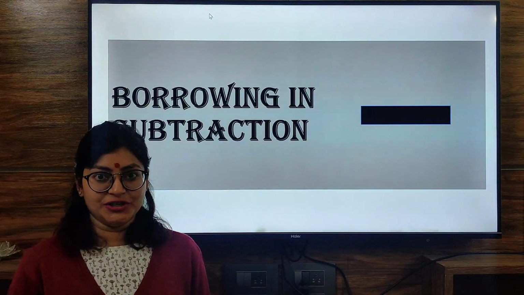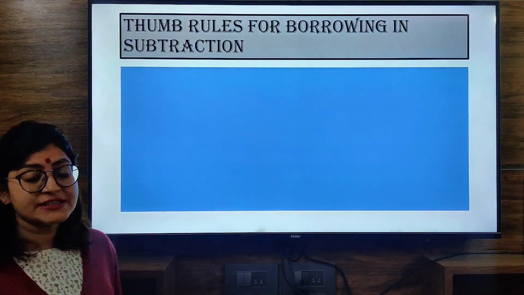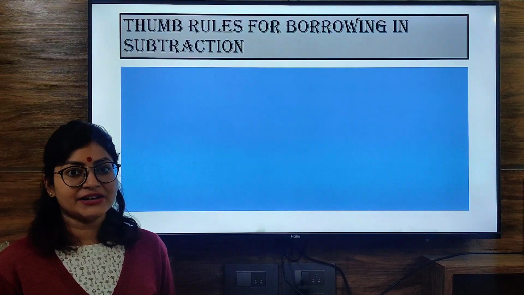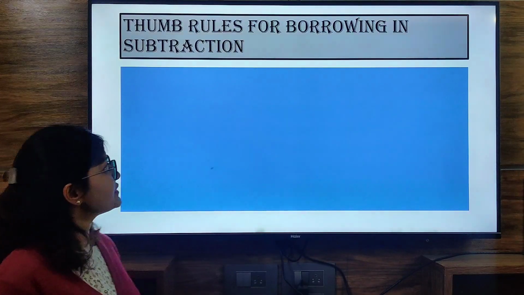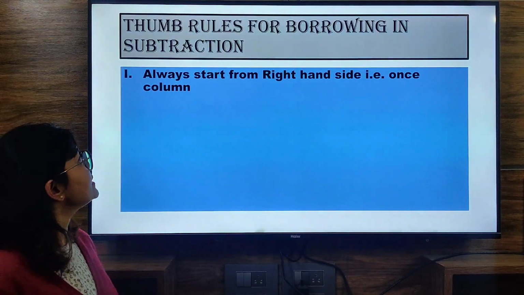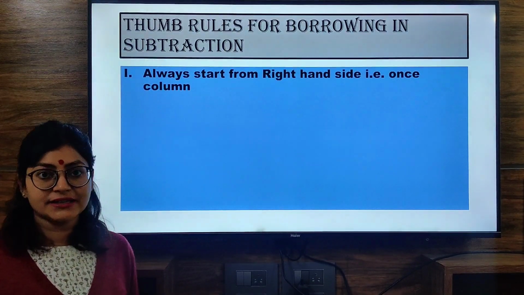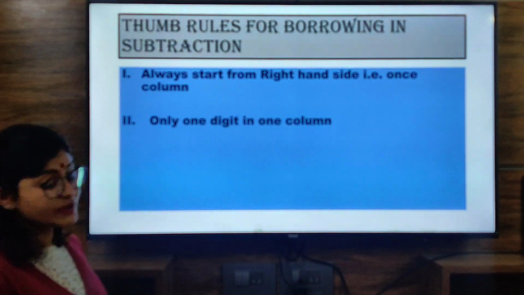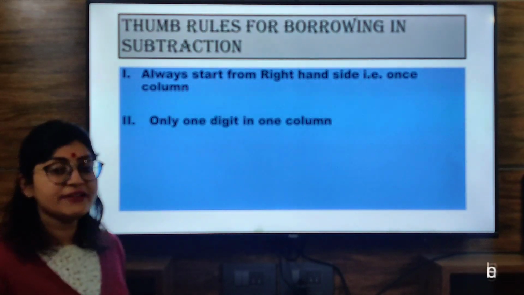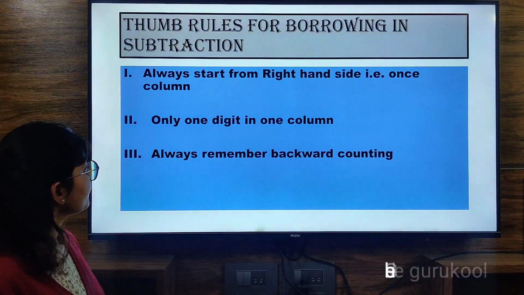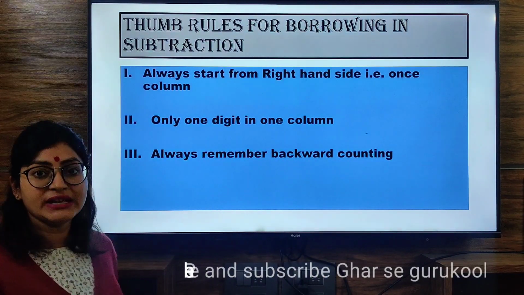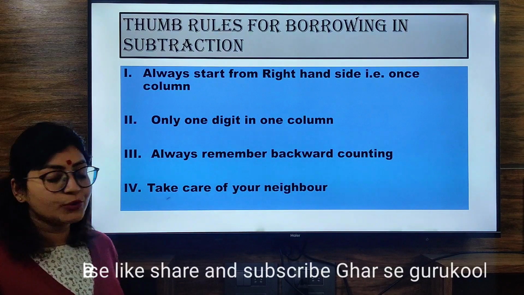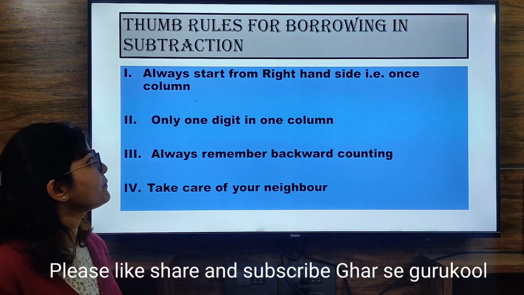Borrowing in subtraction. Let's go through the thumb rules for subtraction, as we have done in our previous videos as well. First rule is always start from the right hand side, that is the ones column. Second rule is only one digit in one column. Third is always remember backward counting whenever we are doing subtraction. And fourth rule is take care of your neighbor.